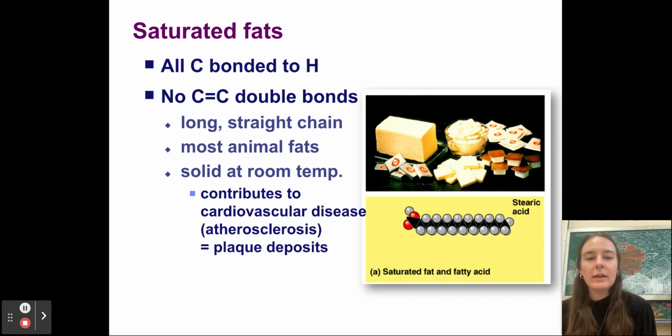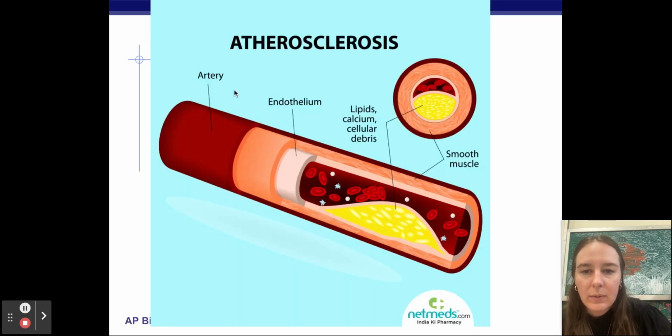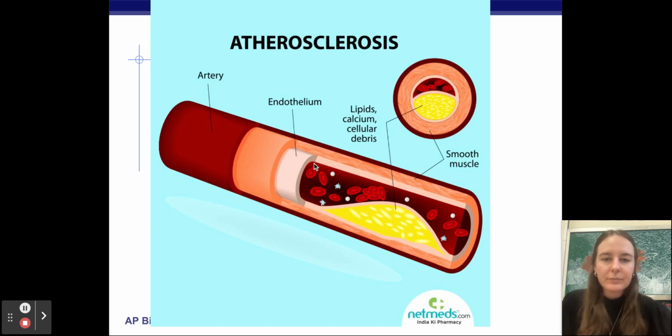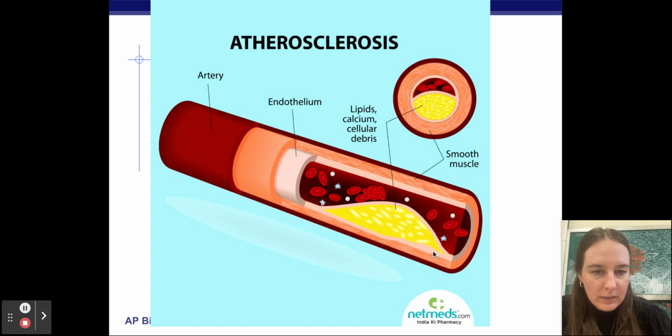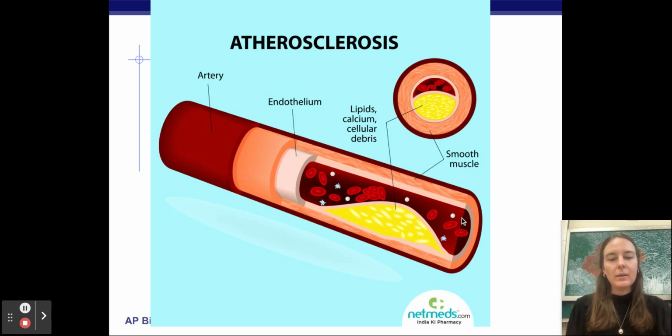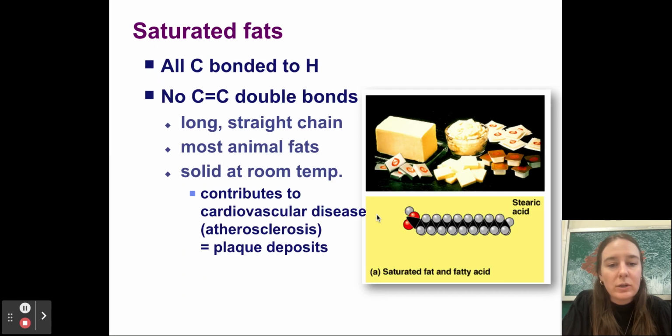I'll show you on the next slide. So if you eat too much fat, then what will happen? Well, if we look here, here's an artery. Your artery is surrounded by some smooth muscle. And here's your red blood cells and white blood cells. But if you have too much fat, it can actually build up in your arteries and block the blood flow. And that could lead to blood clots and maybe even heart attacks if you have a buildup of too much saturated fat.